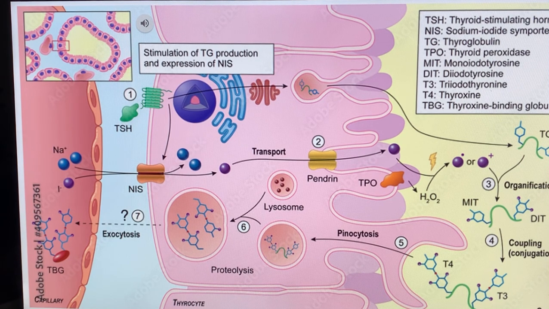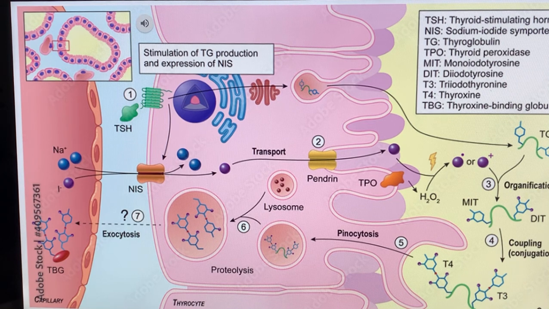TPO uses hydrogen peroxide to oxidize iodide and make it iodine. TPO places iodine onto tyrosine, called organification or iodination of thyroglobulin. One iodine is placed on tyrosine, making monoiodotyrosine. 2 iodine are placed on tyrosine, making diiodotyrosine.